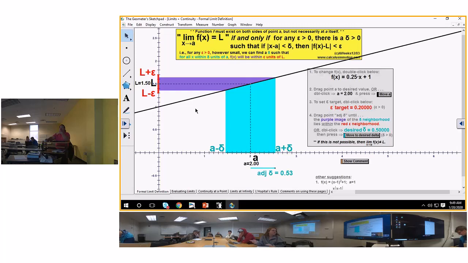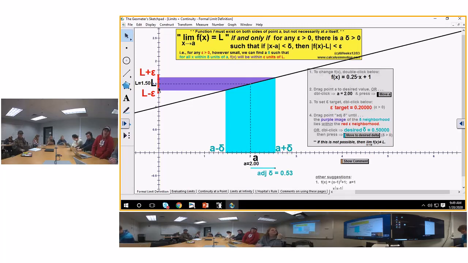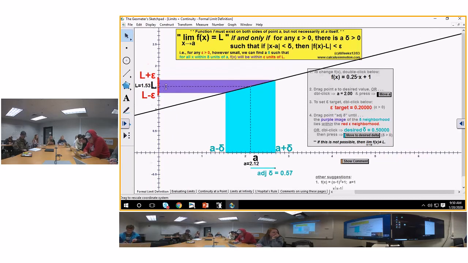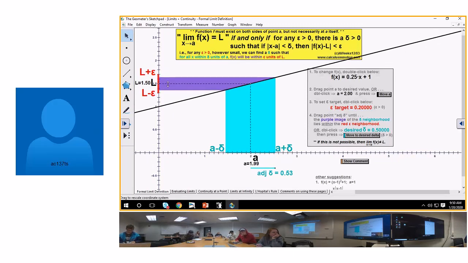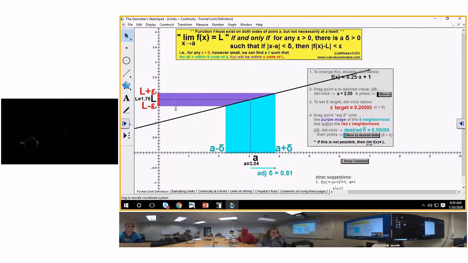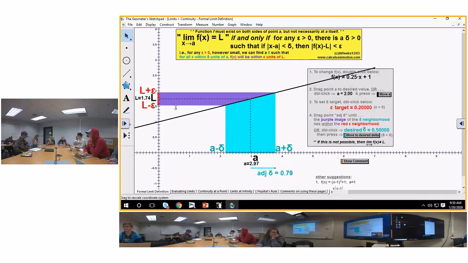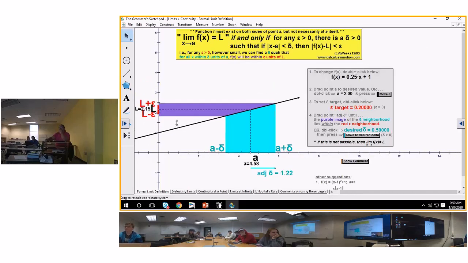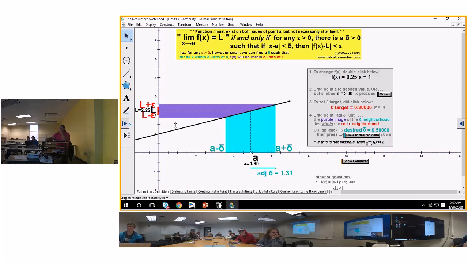Well, there. No matter what x is converging on, if x is converging on 2, then the purple, the y, is converging on 1.5. If you're converging on 3, what's your y converging on? 1.75. If you're converging on 5, which would be right there, you're converging on 2.25.